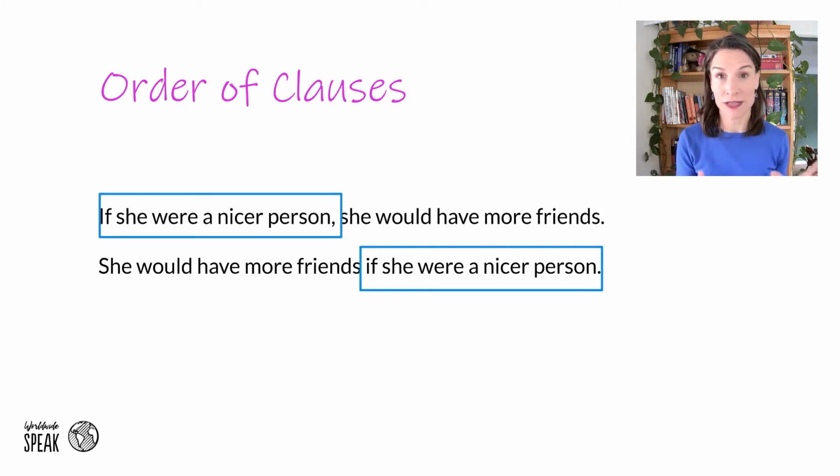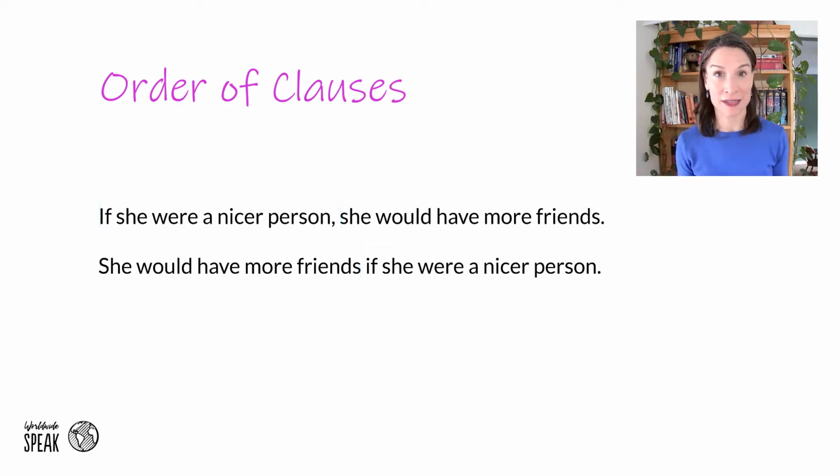You can start with the if clause, or you can start with the main clause, and they mean exactly the same thing. There's only one difference. If you can see it, the first sentence uses a comma and the second sentence doesn't. So this is another important rule. When we start the sentence with if, we will put a comma after the if clause. And if you put your if clause second, so you have the word if in the middle of your sentence, then you don't use a comma.